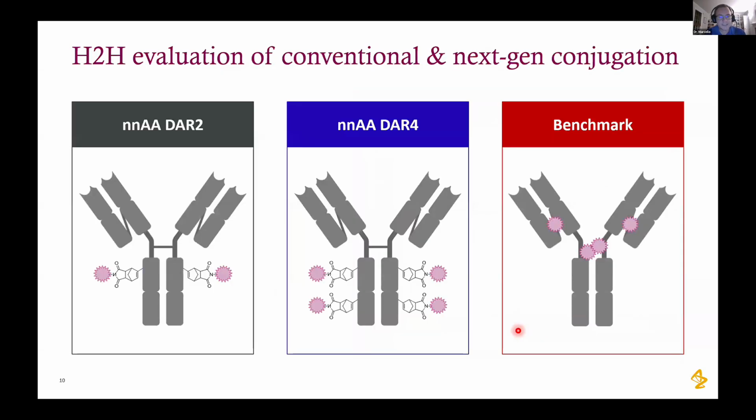So to test this, the first thing we did is we went to the clinic. We bought an antibody that's currently available on the market. It's an antibody that has 4 MMAE groups, classically conjugated or conventionally conjugated to the antibody. And then we generated the same versions, but with our non-natural amino acid. So the benchmark is DAR4. So we generated a DAR4 version with non-natural amino acids at 2 optimal sites. And then we generated one that had only 2 non-natural amino acids, so a DAR2 ADC. And we looked at their function and their performance.